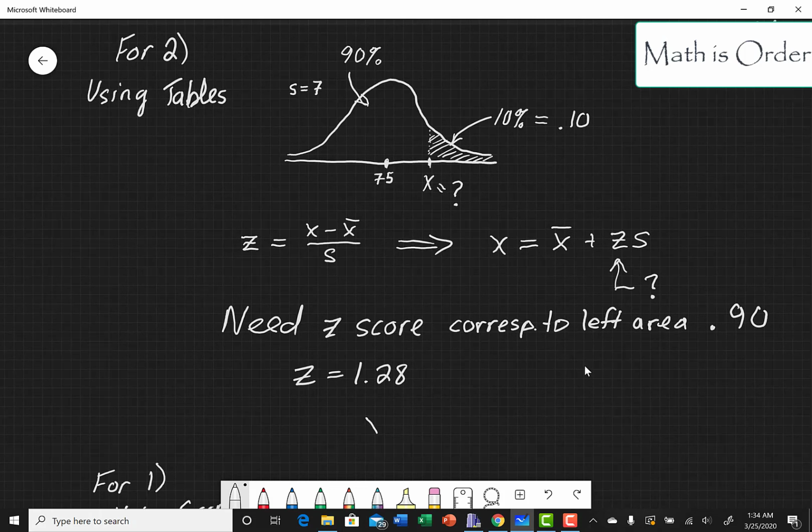So we're going to go x equals, x bar was 75. I'm substituting into this. So x bar is 75 plus 1.28 times s, which is 7. And when you work this out, you're going to get 83.96.